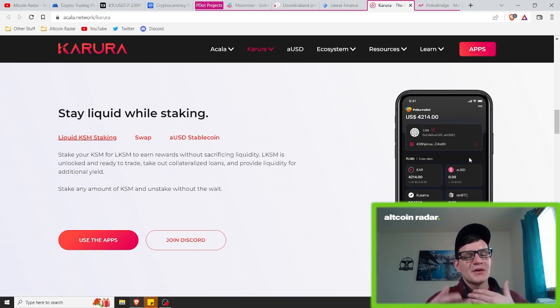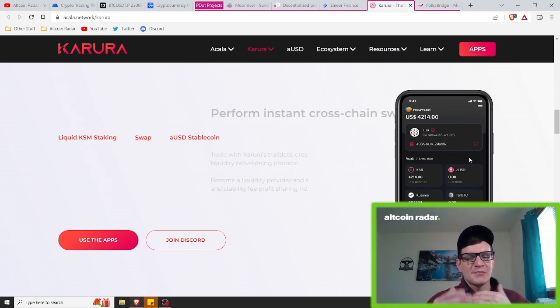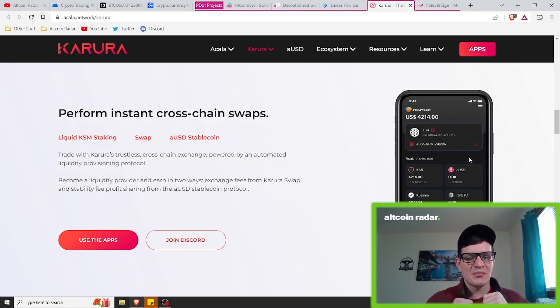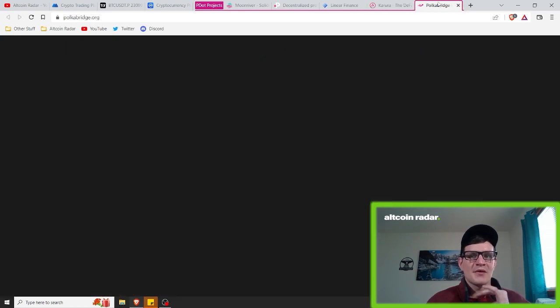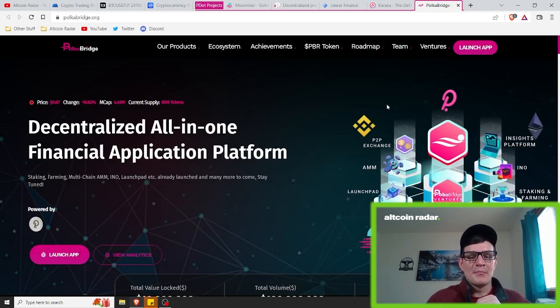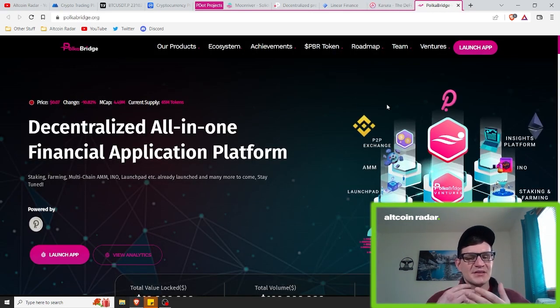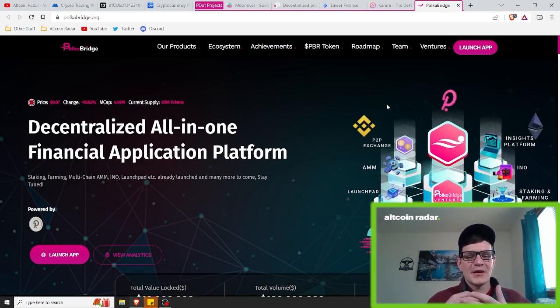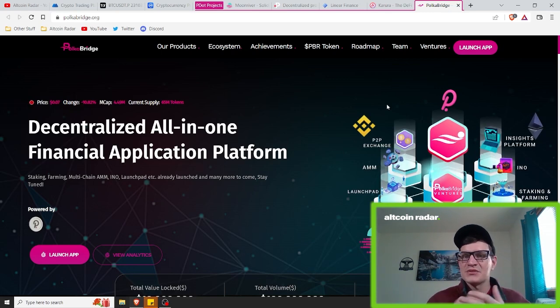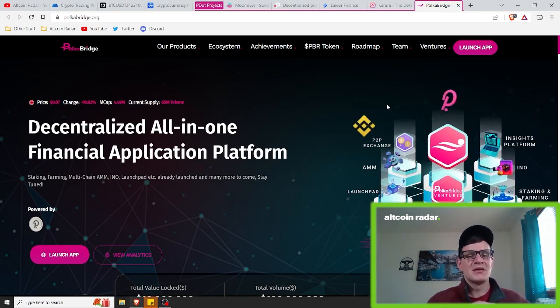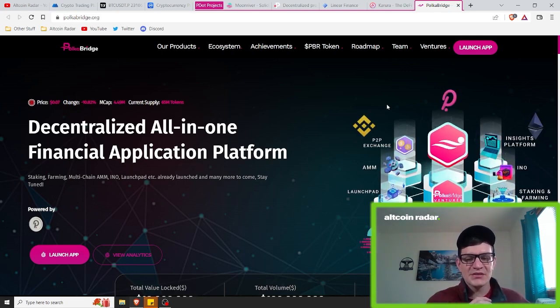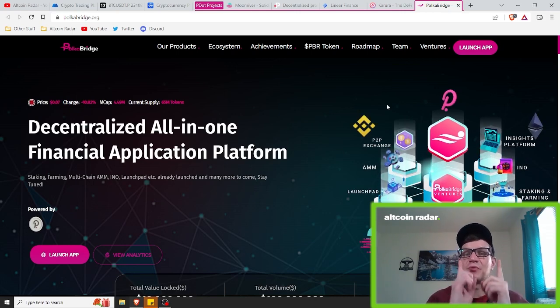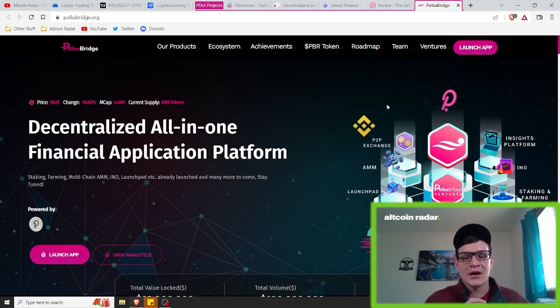So, now we're going to talk about the last Polkadot ecosystem project that I'm extremely bullish on, which is none other than PokaBridge. PokaBridge is an extremely low market cap coin coupled with a very low maximum supply of just 100 million tokens. So realistically, if this project ever takes off, it could really skyrocket.